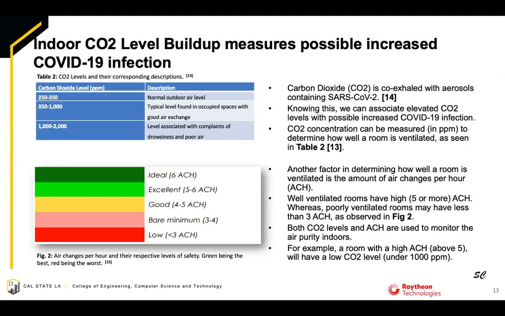Since CO2 is exhaled with aerosols containing viral particles, we can associate elevated CO2 levels with increased probability of COVID-19 infection. A good way to monitor this is by looking at the room's ventilation, which is the amount of air changes per hour, or ACH. ACH determines how well the room is ventilated. For example, a room with high ACH, such as 5 or more, will have a lower CO2 concentration. So this can be used to monitor air purity. Next slide, please.